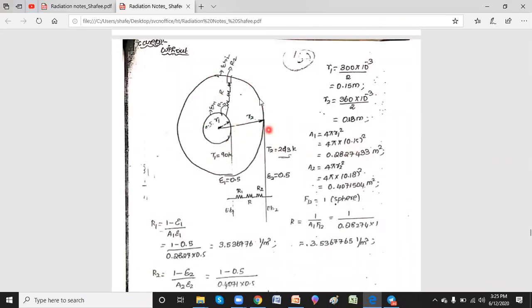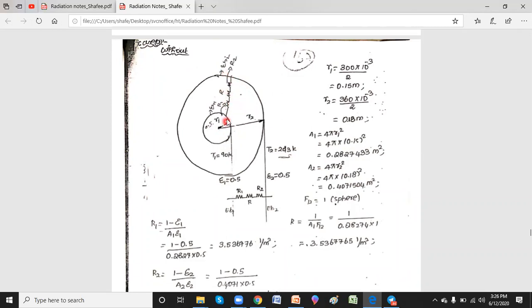Now this is the outer sphere, this is the inner sphere, which has a radius of r1, and the outer sphere has a radius of r2. The inside is at a temperature of minus 183 degrees centigrade, and the outside is at 20 degrees.